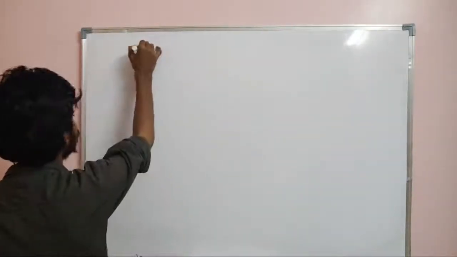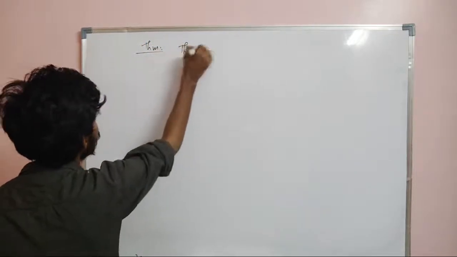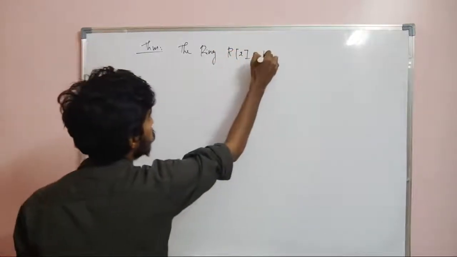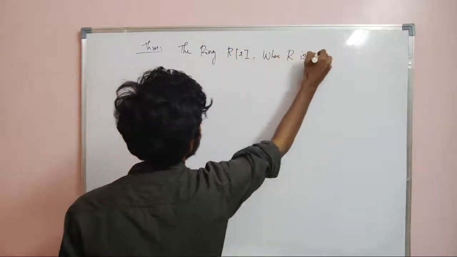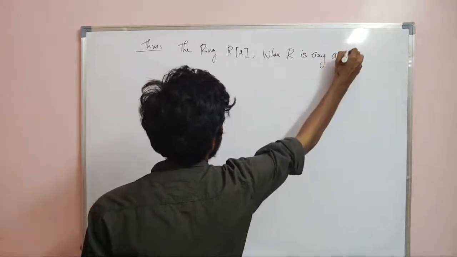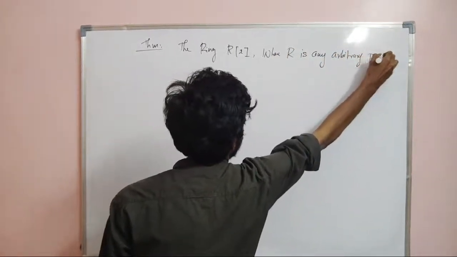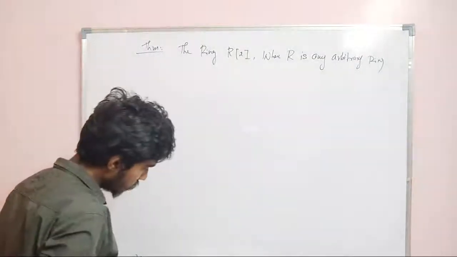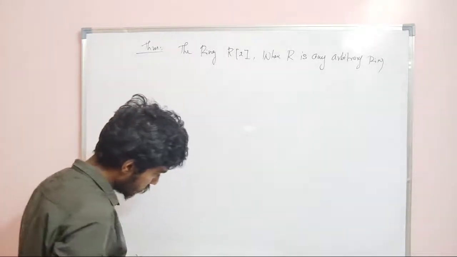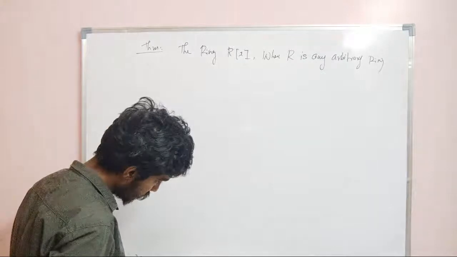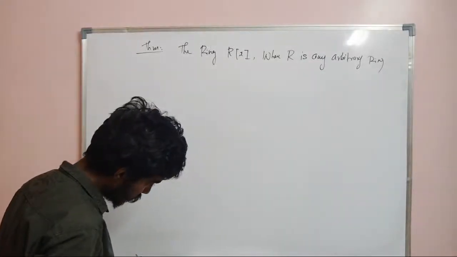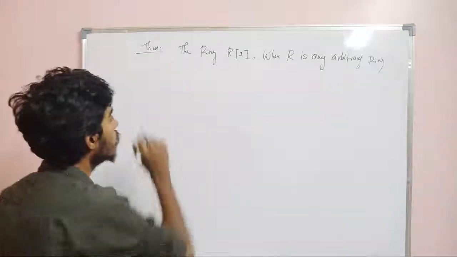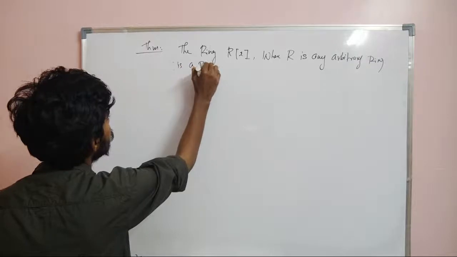Theorem: the ring R of x, where R is any arbitrary ring, is a ring. We will prove that it is a ring. The ring R of x of arbitrary polynomials is a ring.